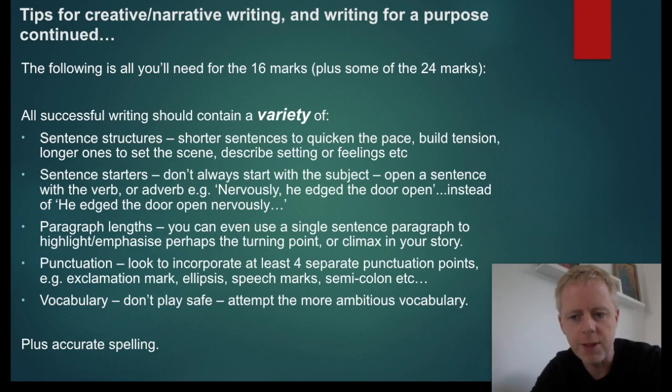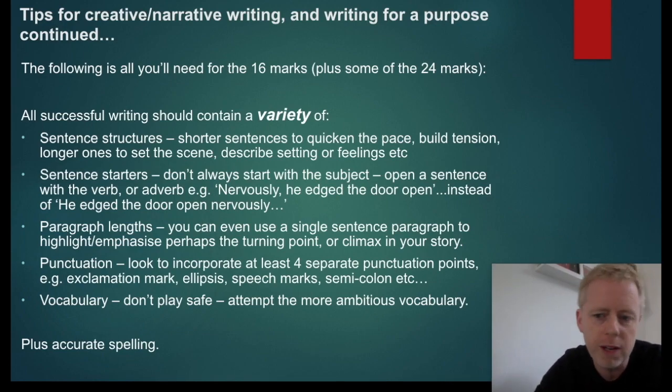Then the 16 marks, now there's an overlap here. What I've written on this screen covers all of the 16 marks plus some of the structural aspects of the 24 marks from the previous screen. So all successful writing should contain a variety of, and that's the key word, I've emboldened it and made it slightly bigger and italicised it, variety. So a variety of 5 things.